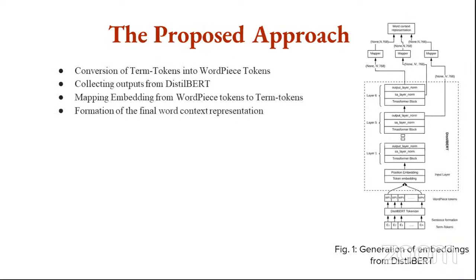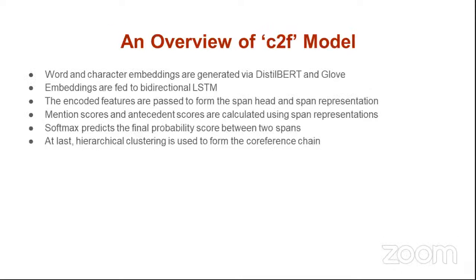So we proposed a distilled BART based co-reference solution. Distilled BART is a lightweight BART. We convert the word tokens into word piece tokens and collect outputs of the distilled BART. We map the embeddings from word piece tokens back into word tokens, because we have to process word by word, and then form the final word context representation.